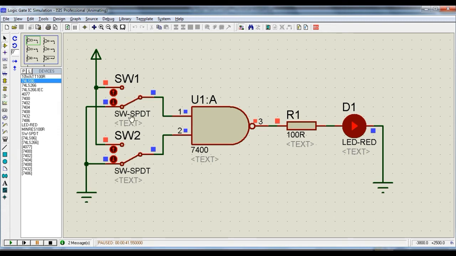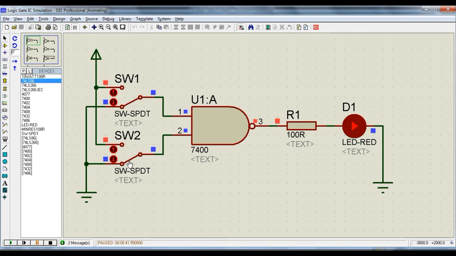I have used SPDT type switches here. SPDT means single pole double throw. Single pole means this common terminal, and double throw means it is having two contacts. You can choose any of these contacts for providing the input to the NAND gates. The upper points of the SPDT are connected to VCC, that is logic 1, and the lower point is connected to ground, that means logic 0.